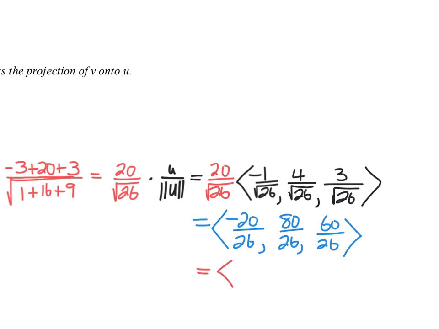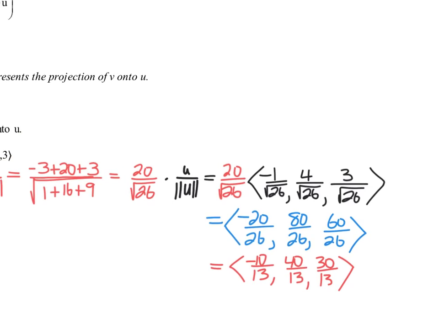And so the projection of v onto u, the amount of v that impacts u, in the direction of u, was 20 over root 26. That was the magnitude of it. But if I were to go out in terms of a vector in the direction of u, this is how far I would get. So negative 10 over 13, 40 over 13, 30 over 13.